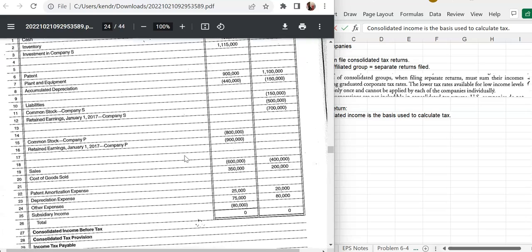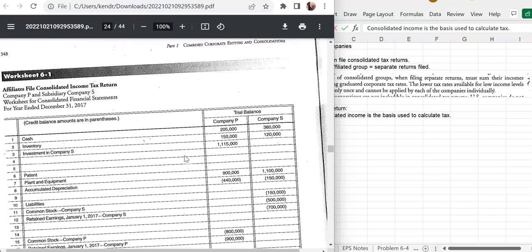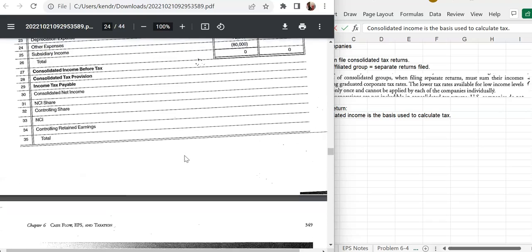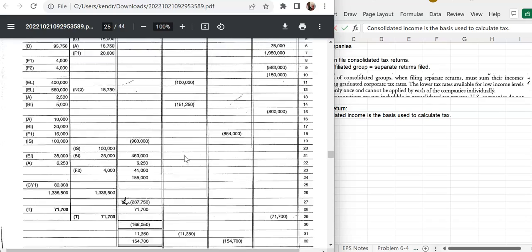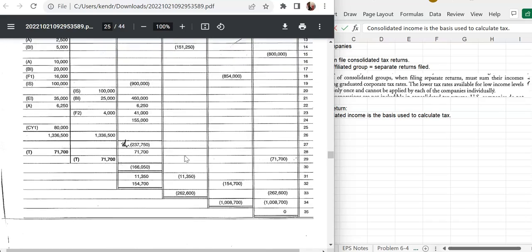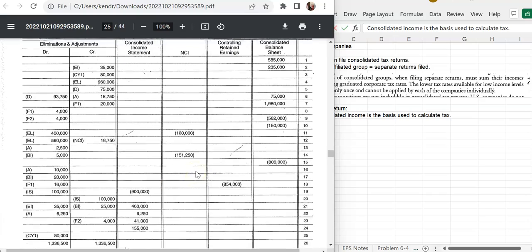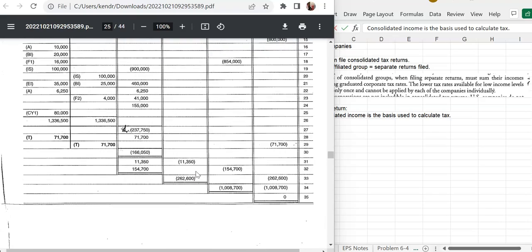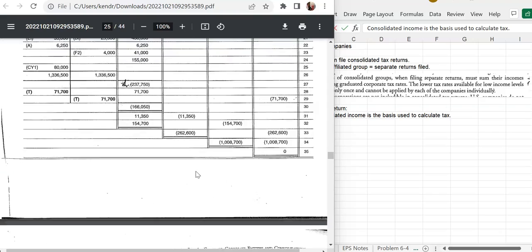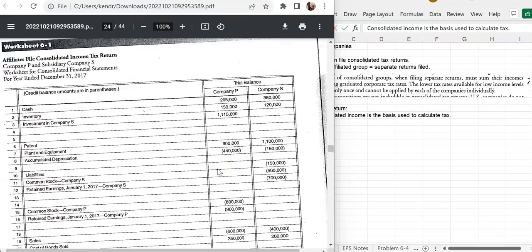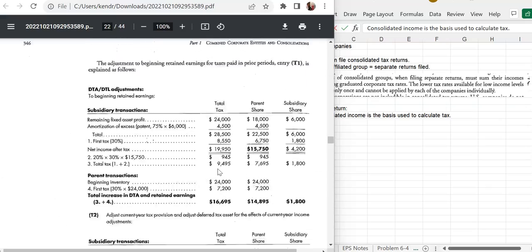Right, here's the working paper for it. All right, so there's the first two columns. I hate this. We can't really do too much with it. But anyway, here are the eliminations and adjustments. And then down here at the bottom, here's our consolidated income. Kind of need to be aware of that number. All right, so that number is 237,750. All right. And then that's it for the moment. Okay, so let's go back up here because we're going to use that 237,750 here in a minute.